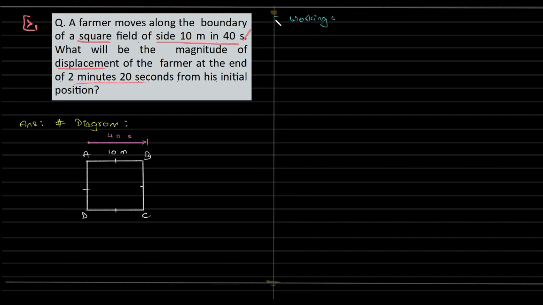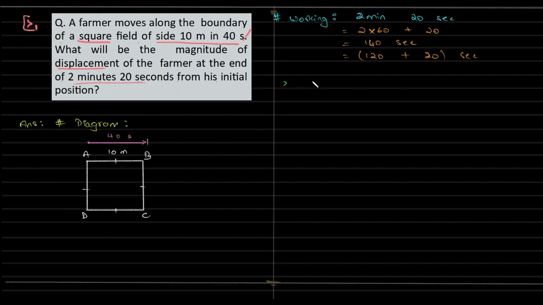So we have 2 minutes 20 seconds. So what is the very first thing we should do? We need to express it in terms of seconds. So this will be 2 into 60 plus 20, that is 140 seconds. So this is nothing but 120 plus 20 seconds. It is 120 plus 20 seconds. Why will this help? I'll show it to you guys.